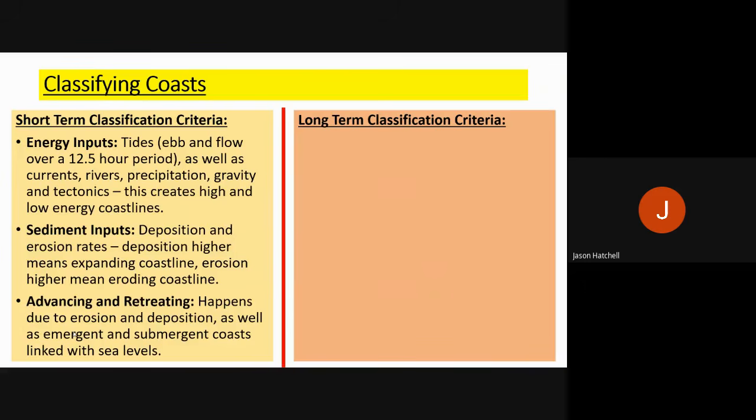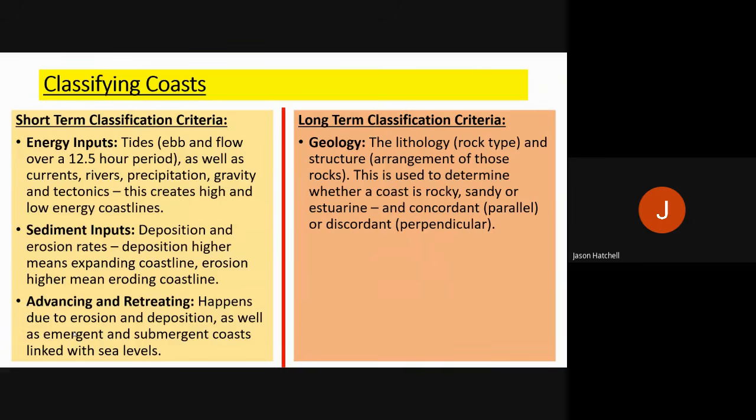So long-term classifications now, so longer-term things at a coastline which can classify that coastline are the geology or the lithology. So the lithology is the rock type at a coast, and the structure of that rock, the way in which they're arranged, affects what type of coastline it might be. So this is mainly used to determine whether a coastline is rocky, sandy, or estuarine, which we mentioned earlier.